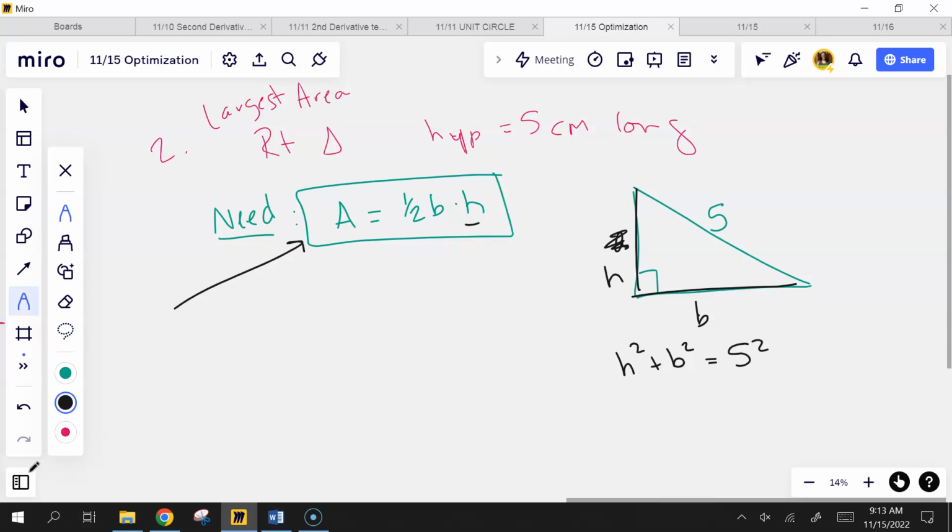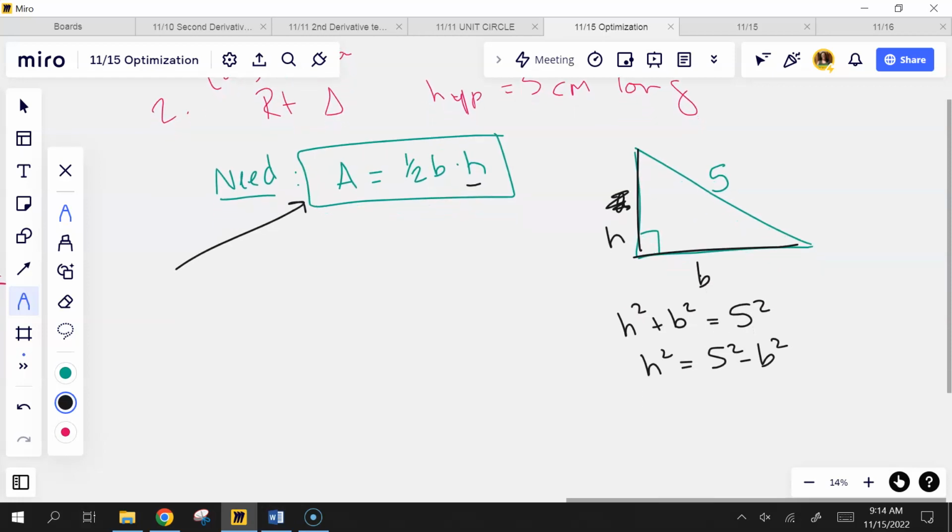Well, okay, which one do you want to solve for? Doesn't matter. Height, okay. H squared equals 5 squared minus b squared. Square root. This is technically a plus or a minus here.